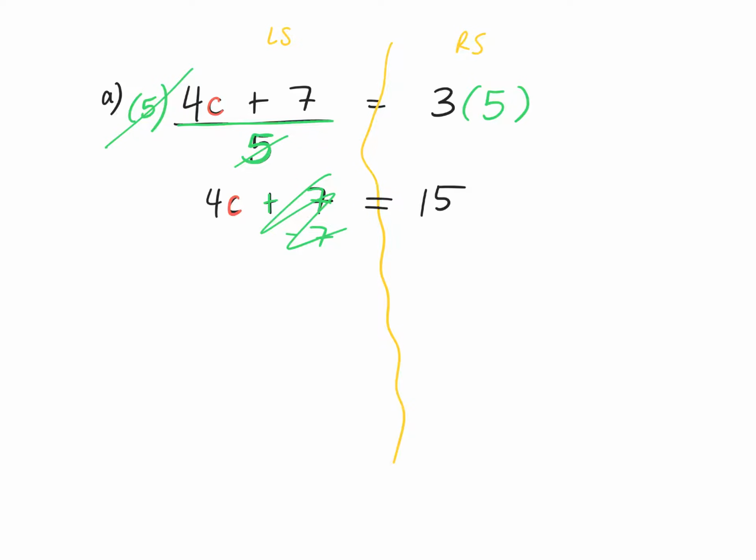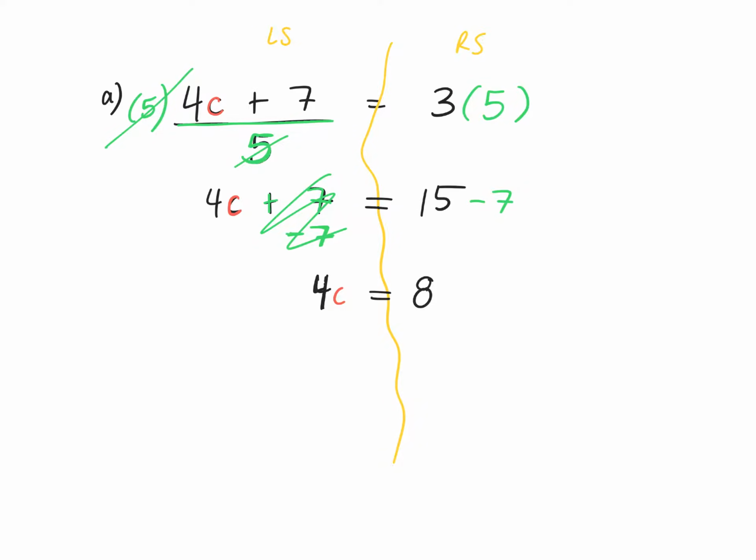If I take away the 7, I'm left with just the 4C, and I'm slowly getting closer to isolating my variable. But if I took away 7 from the left side, what do I have to do to the right side? Take away 7. What's 15? Take away 7. Okay, so last step.